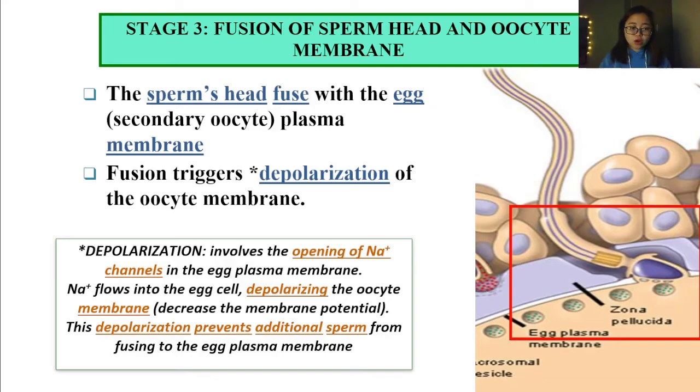Once these channels are opened, sodium ions will flow into the egg cell, depolarizing the oocyte membrane, and hence decrease the membrane potential. This depolarization prevents additional sperm from fusing to the egg plasma membrane. Long story short, this is a fast reaction to block other sperm from entering into the egg.